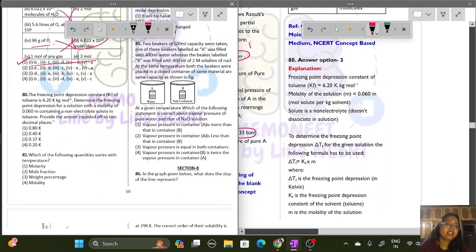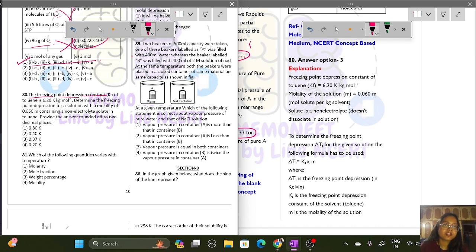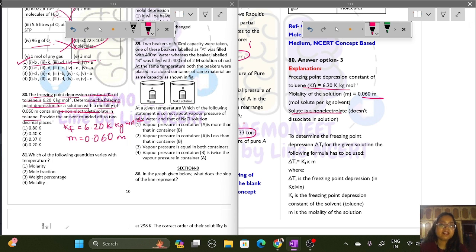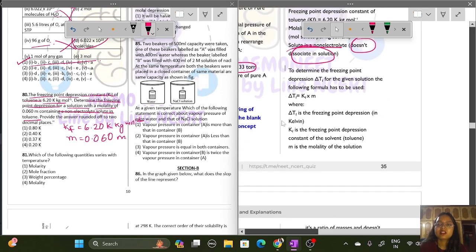Question number 80. In question number 80, the freezing point depression constant Kf of toluene is given as 6.20 Kelvin kg per mole. Determine the freezing point depression for the solution with a molality of 0.060 molar containing a non-electrolyte in toluene. Kf here is given, molality is also given. Now we have to find the freezing point depression. Non-electrolyte solution means that dissociation does not occur, which means we cannot find the i for this value.